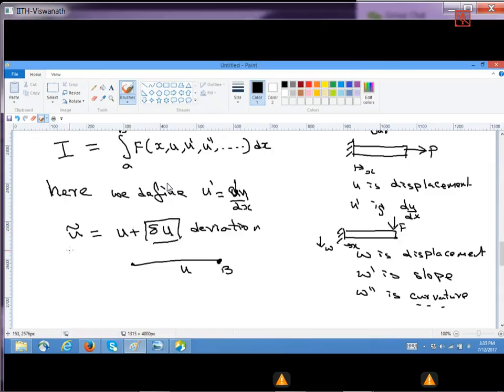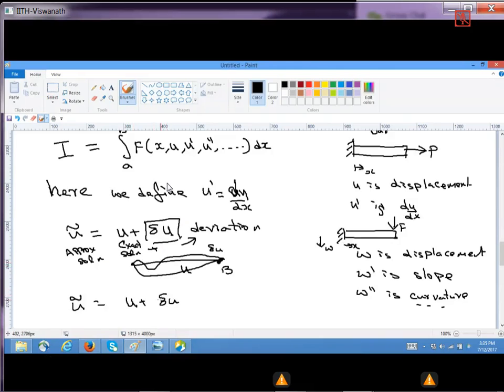So your approximate solution is nothing but your exact solution plus a deviation. For example, u tilde is this plus a certain deviation. So this deviation is delta u. How many deviations can there be? There can be n number of deviations. The approximate solution is nothing but exact solution plus deviation.